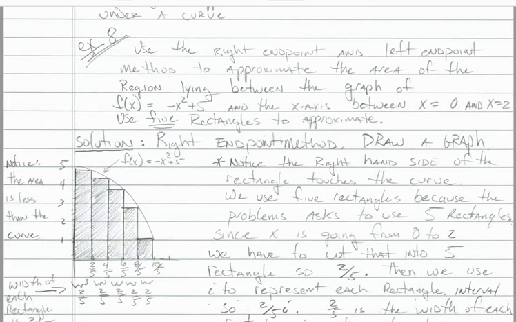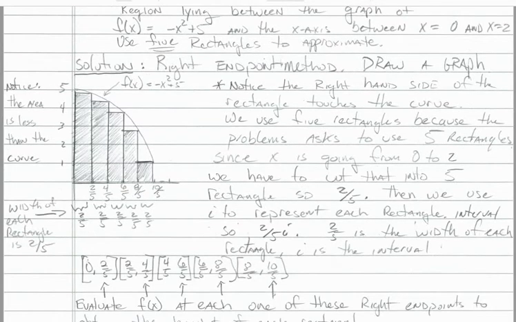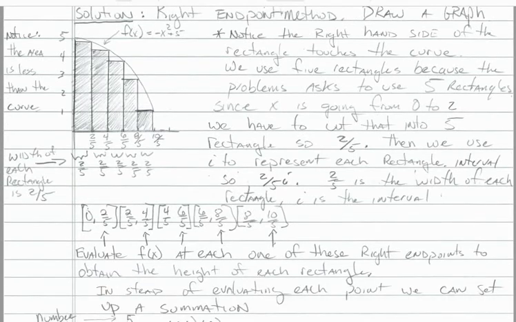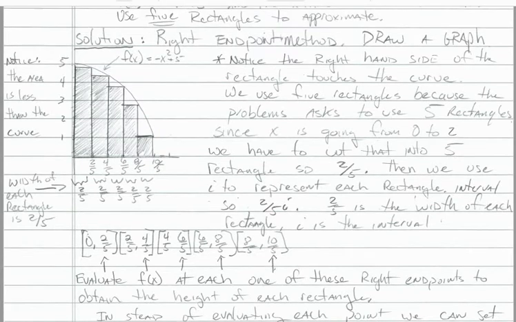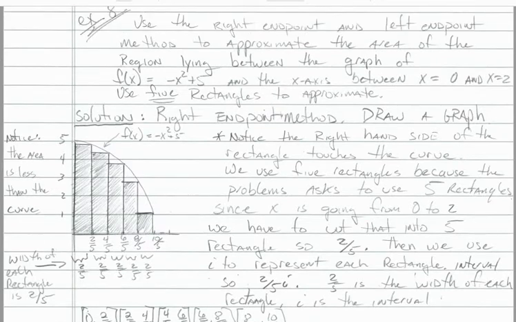It says use right endpoint and left endpoint methods to approximate the area of the region lying between the graph of f of x equals minus x squared plus 5. You see that curve right here. That's a downward facing parabola. The x-axis, so we stop there, and we want to go between when x is 0 and x is 2. On the graph here that I've drawn, you can see it has 10/5. That's going to make sense to you in a little bit, but 10 divided by 5 is 2. So we've chunked this up. And in the example it says use 5 rectangles to approximate this.